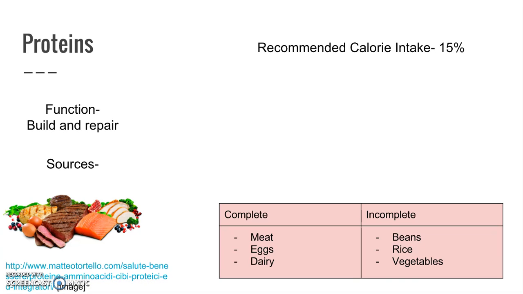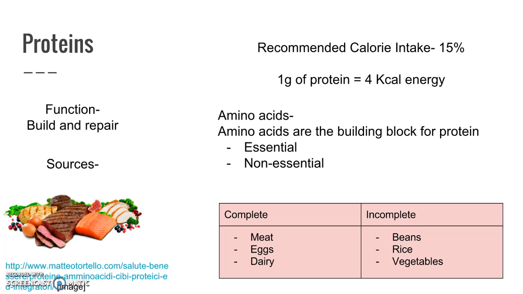15% of daily calorie intake should come from proteins, and similar to carbohydrates, 1 gram equals 4 calories of energy. Amino acids are building blocks for protein, and there are 2 types. Essential amino acids can't be made by the body, so we have to get them from food, and non-essential are created by chemicals in the body.